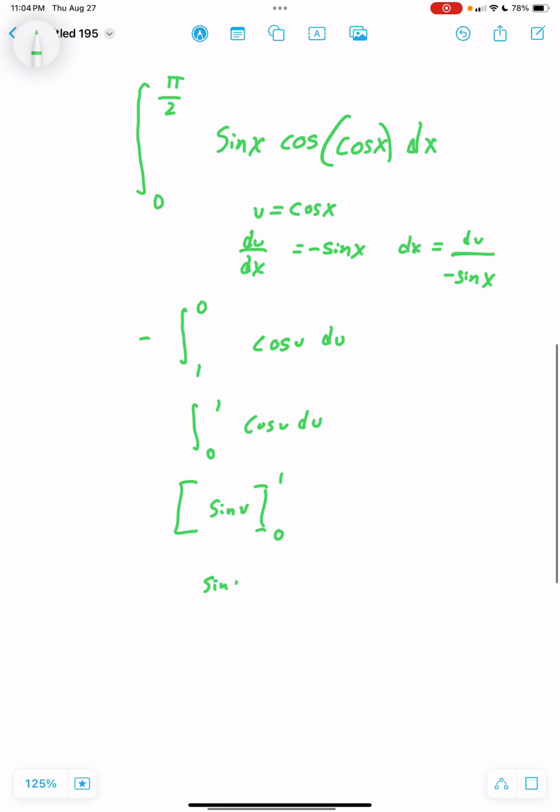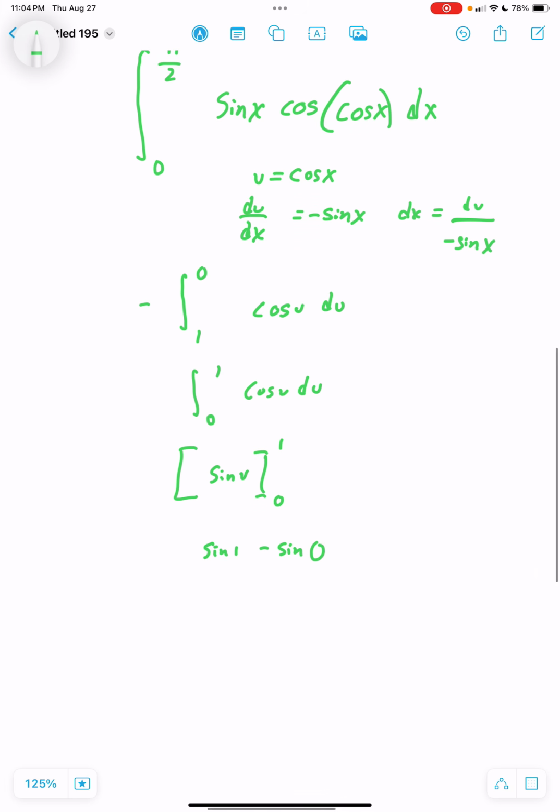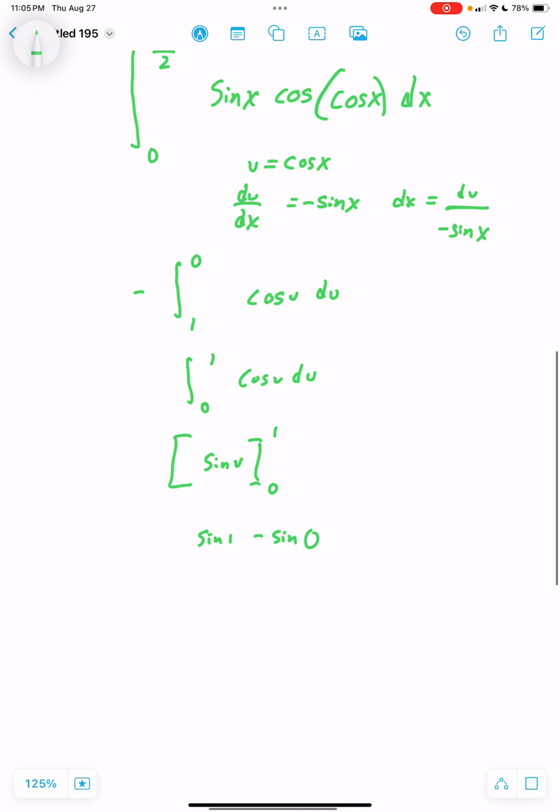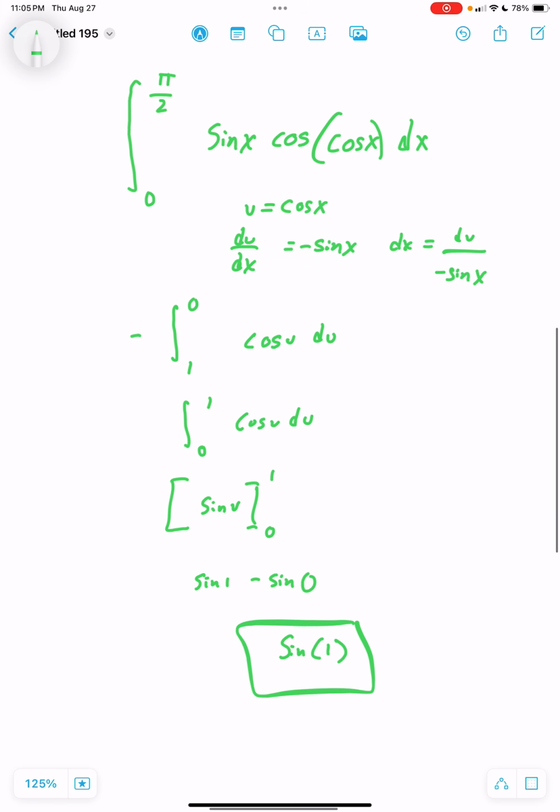So I have the sine of 1 minus the sine of 0. Now we know that the sine of 0 is going to be equal to 0. And therefore, my final answer is the sine of 1. Nice problem.